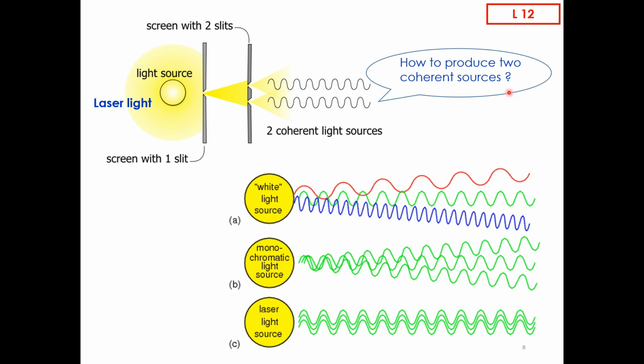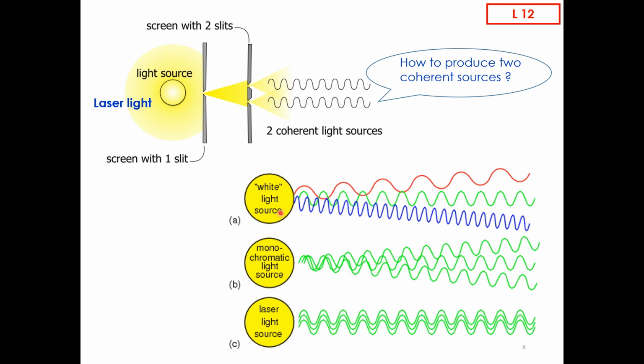Remember, what is a coherent source? Same frequency or wavelength, and the sources are in phase. Look at the beginning: the first source starts with a crest, and the second source also starts with a crest. So they are in phase with a constant phase difference.